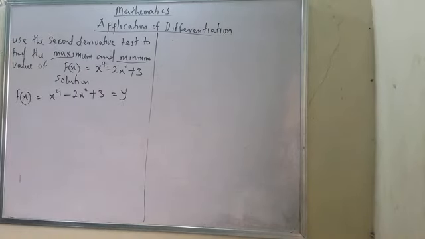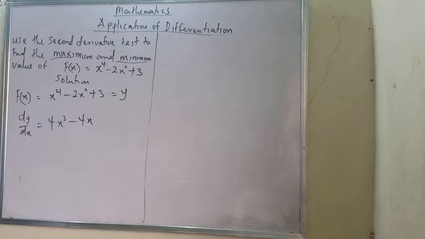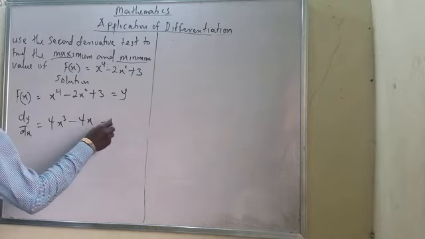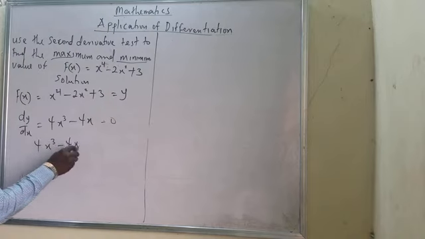Since I have this form, I can differentiate it: dy/dx is going to be 4x cubed minus 4x. At a turning point, this derivative equals 0. So I have 4x cubed minus 4x equals 0.